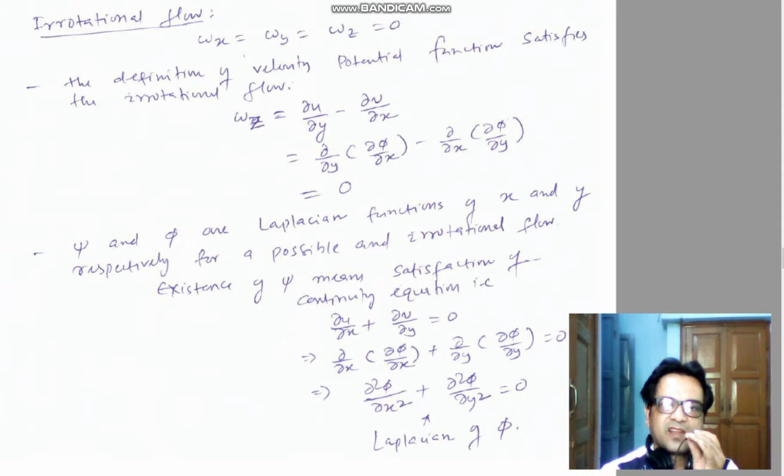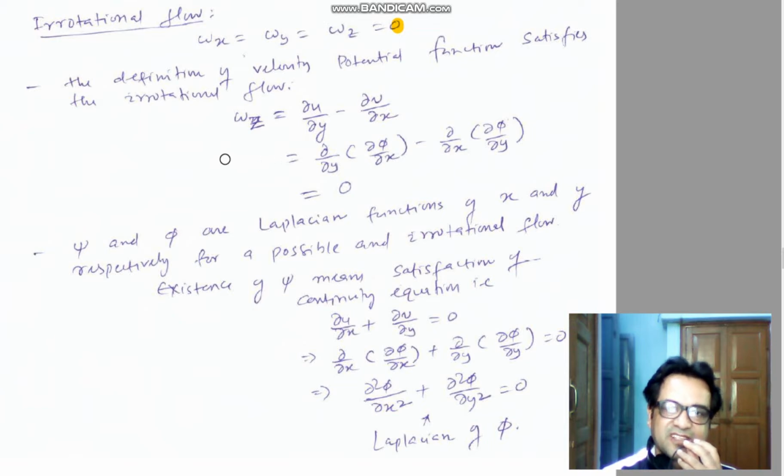Now for an irrotational flow: rotational means existence of an angular velocity. The fluid is rotating with some angular velocity. But if it is an irrotational flow, the angular velocity components will be 0. All the three components will be 0. So the definition of the velocity potential function satisfies the irrotational flow. We have defined it, now we will discuss the significance of the velocity potential function.